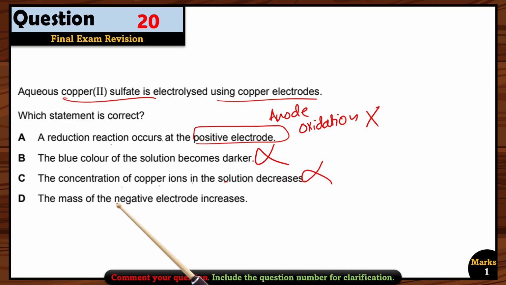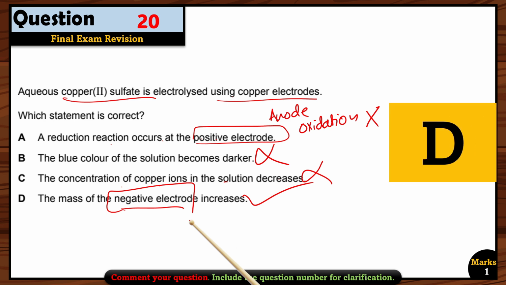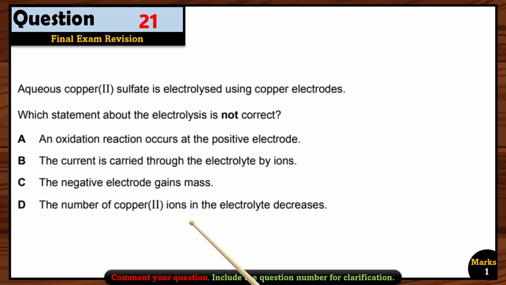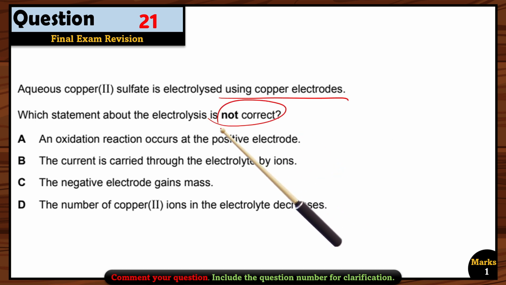Okay, the mass of the negative electrode increases. Yes, that's right, because copper metal is going to deposit at the cathode, and cathode is actually the negative electrode. So option D is the right option. Question 21, aqueous copper sulfate is electrolyzed using copper electrodes. Again, the same question. Now you have to find which is not correct.